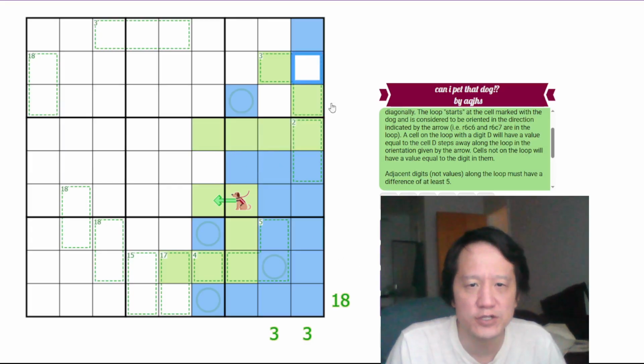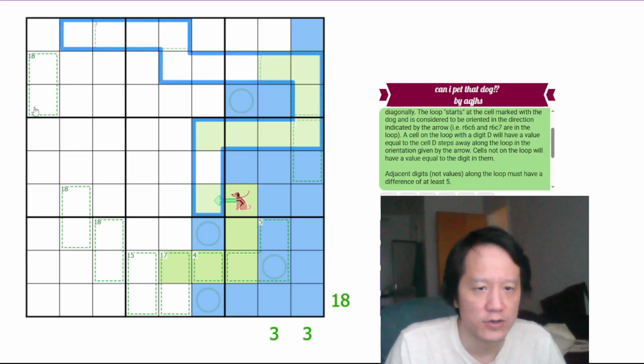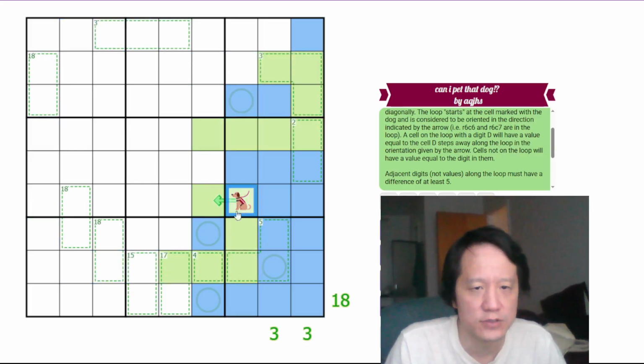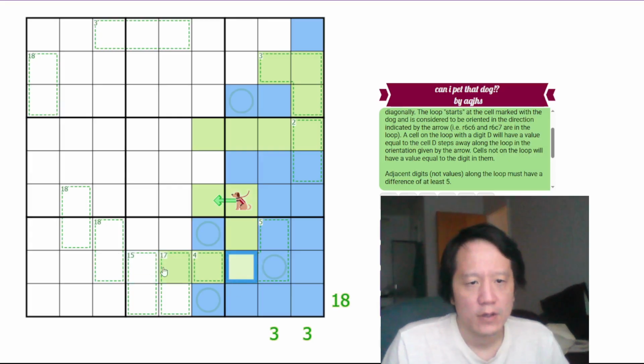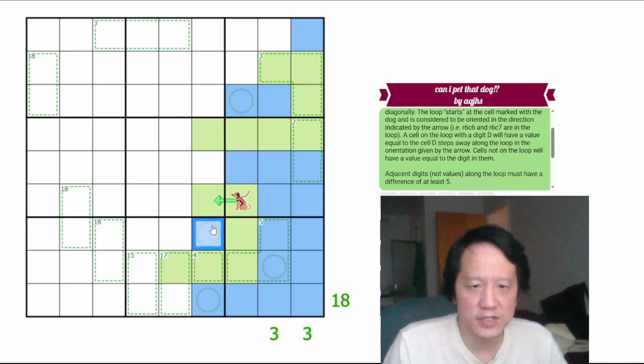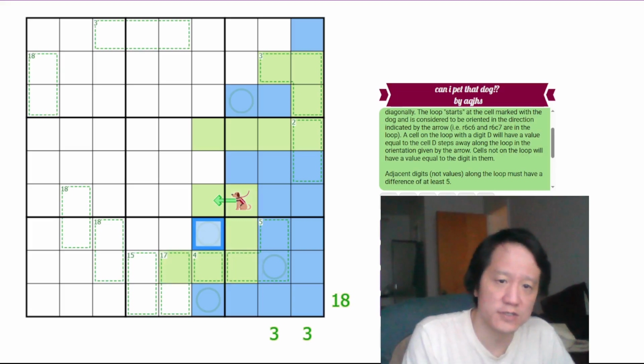This must be 3 digits on the loop. This adds up to 3. And it could be, this is not on the loop. It could go either that way or it could go that way. Okay, so this part connects to here. This part has to go all the way around here to go back to the dog. We need to have a digit on the loop here. So this is at least 6. So it's 6, 7, or 8.